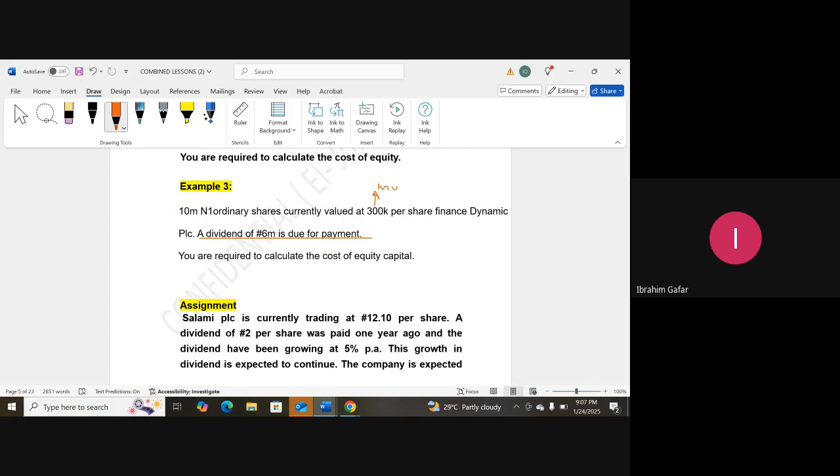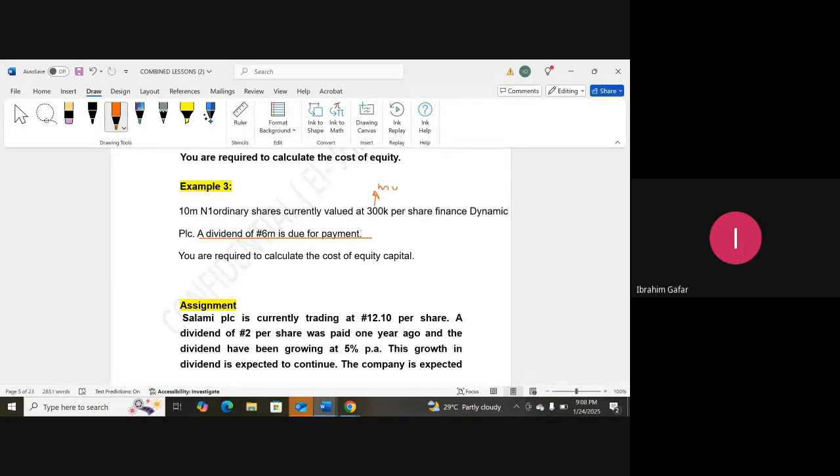So if we are told that a dividend of 6 million is due for payment, and the examiner says you are required to calculate the cost of equity, is it with growth in dividend or without growth in dividend? Since they did not specify there is growth, we will just calculate without growth. That's the dividend valuation method.